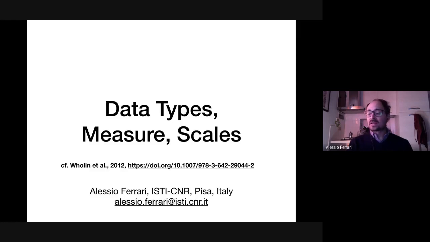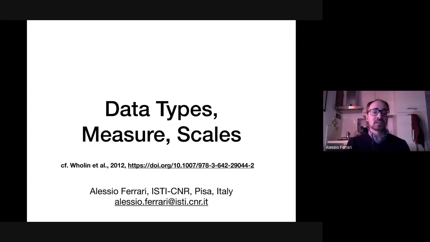And so we will speak about data types, measures, and scales. You may have seen these things already in the past, but I'm at least refreshing them. I will also teach you about data collection methods, the different data collection methods that you may encounter during your career and in software engineering research in general.